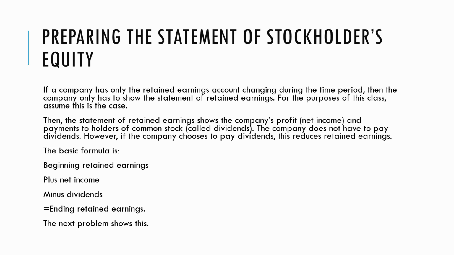It shows again profit, which is net income. Remember, net income is revenues minus expenses. And the payments to the holders of common stock are dividends. The company does not have to pay dividends, that's why we don't call them expenses. The basic formula for all this is beginning retained earnings plus net income. So retained earnings is going to go up by net income, it's going to go down by dividends, and then you end up with an ending retained earnings number.